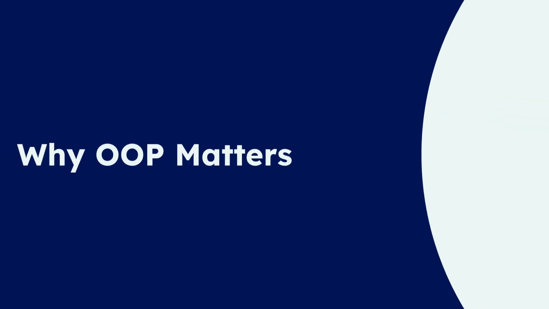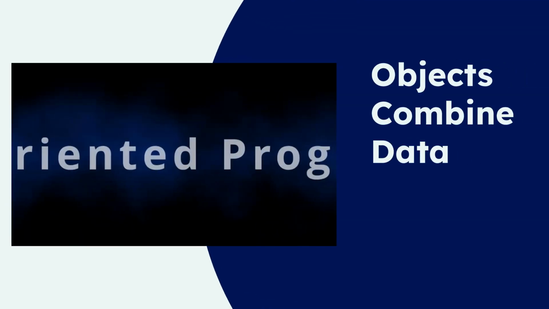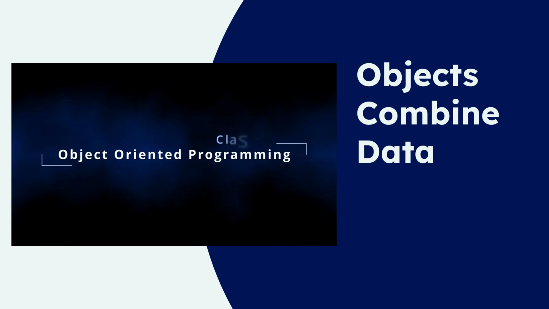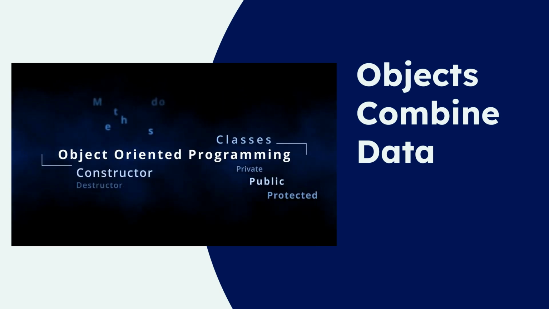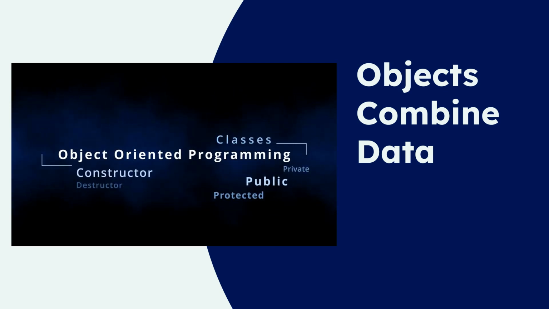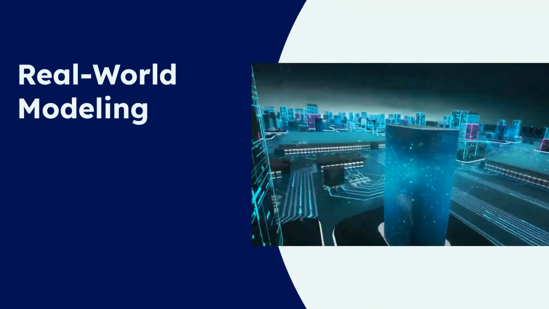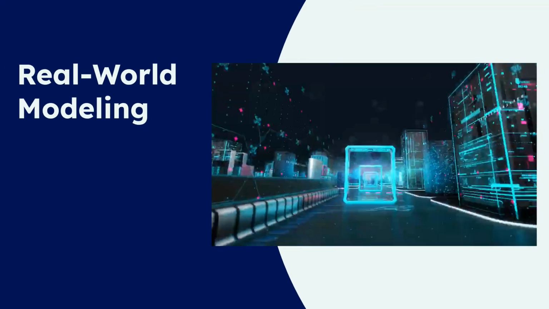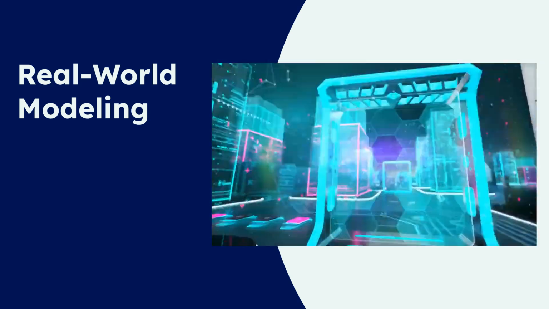First, let's look at why OOP is so crucial for modern development. In earlier weeks, we wrote procedural programs. OOP shifts focus, organizing programs around objects that contain both data and the functions that operate on that data. OOP is highly effective because it allows for real-world modeling directly within your code.